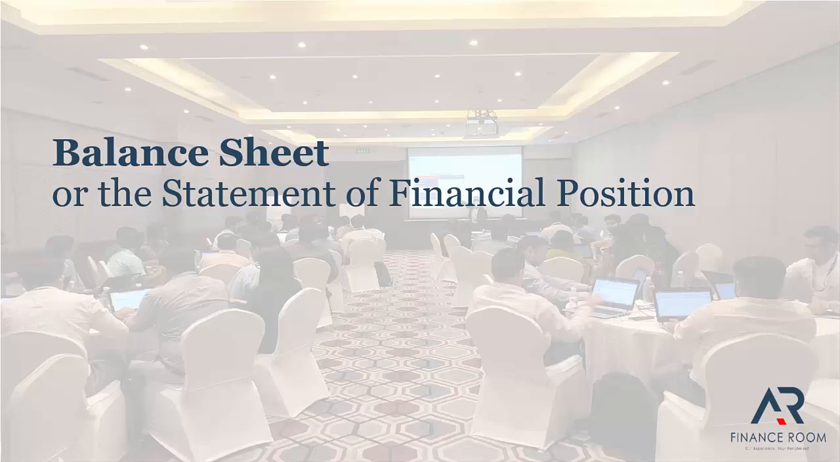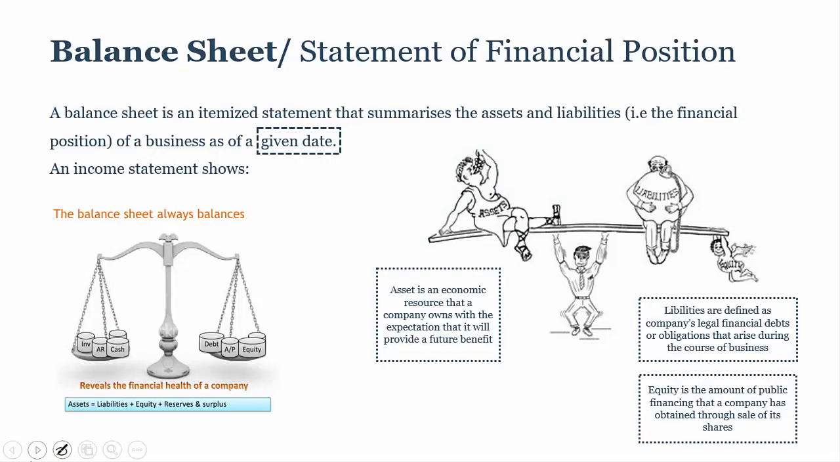Perfect. The next one is the balance sheet or the statement of financial position. A balance sheet is an itemized statement that summarizes the assets and liabilities. So, what are the assets that a company owns? What are the obligations of the company? That is known as your financial position. What is the financial position of a business?